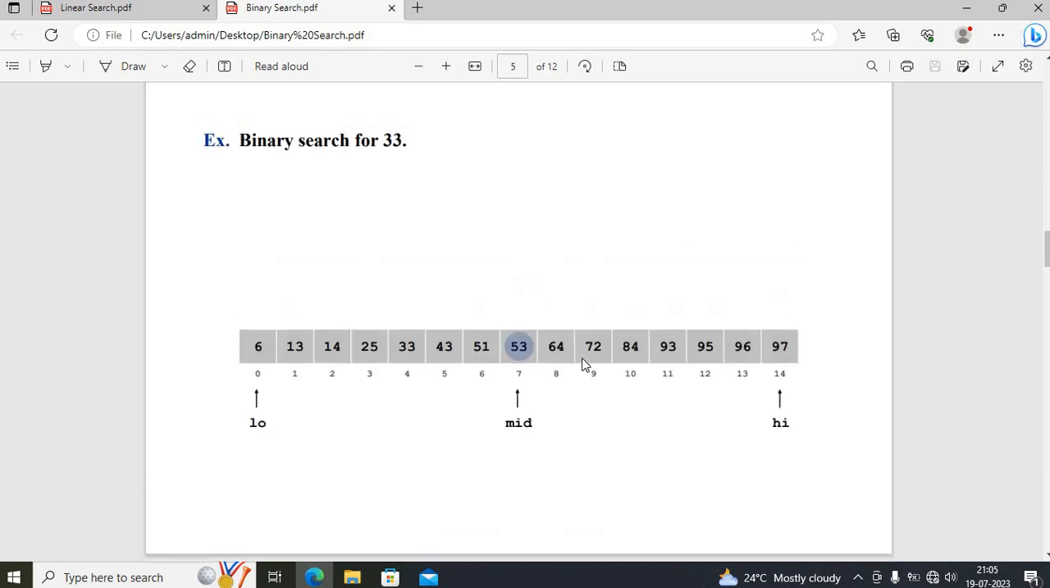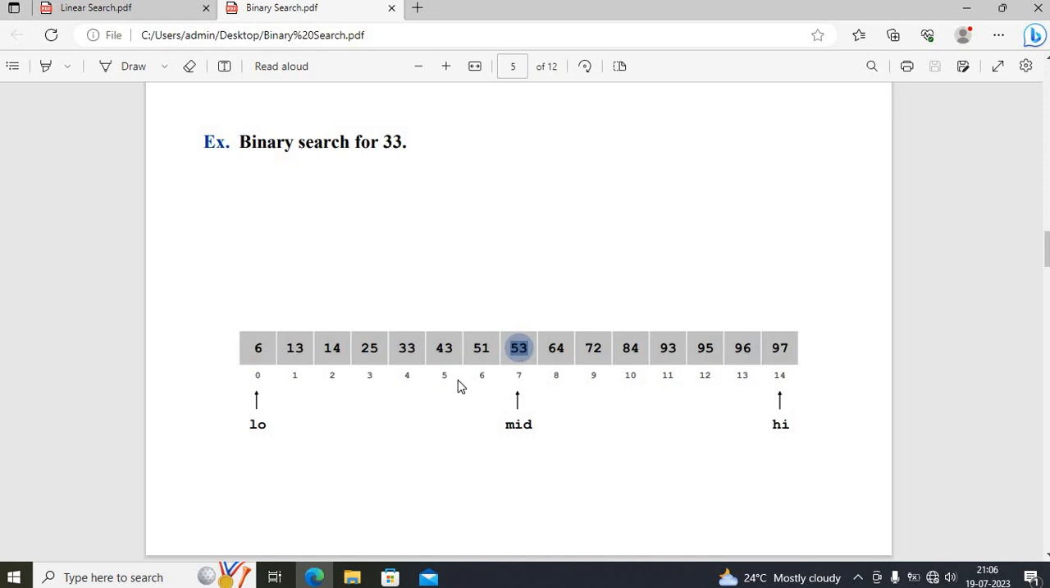Now we have to compare the key element with the mid element. The mid element is 53, and the key is 33. We have to do the comparison between 33 and 53. 33 is lesser than 53. So what we can guess is the key element is present in the left part of the array, not in the right part of the array, because the key element is lesser than the mid element 53. So 33 is present in the left part of the array, not in the right part.